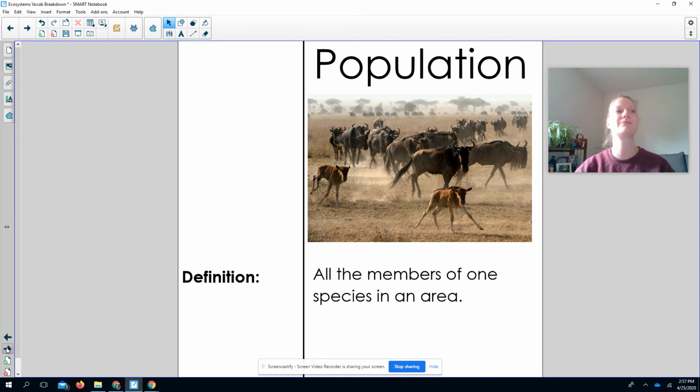Moving on. The definition of a population is all of the members in one species in an area. So, do you see how the definitions are building on each other? If you didn't understand species, it's going to make it tricky for you to understand population. So this is all the members of one specific type of animal.